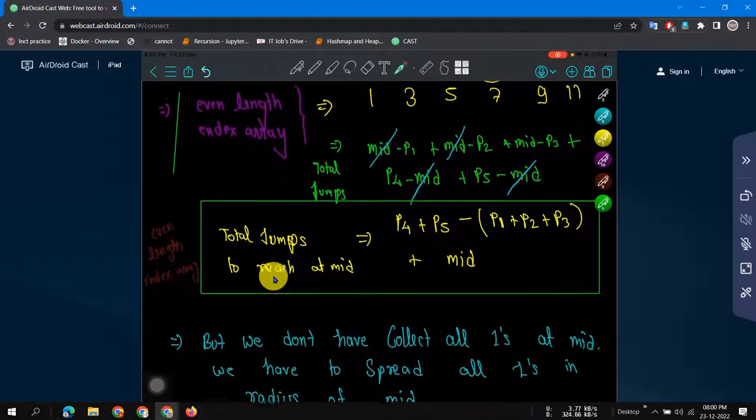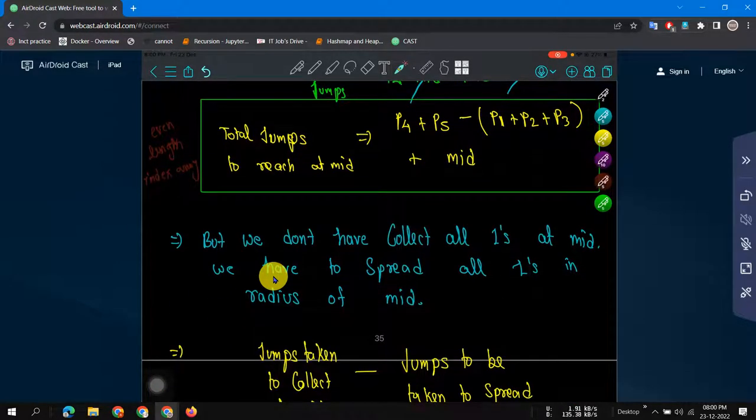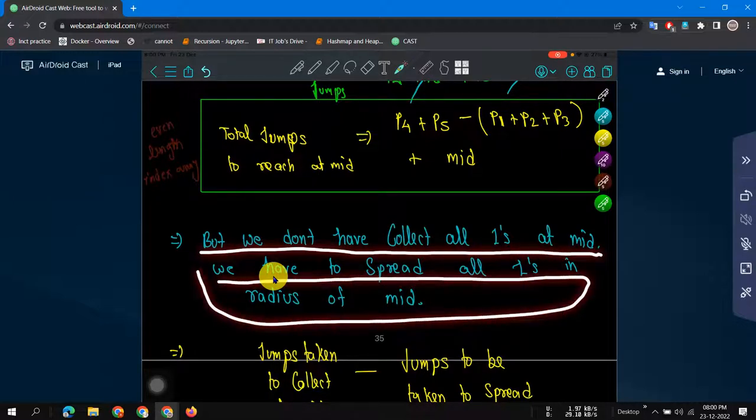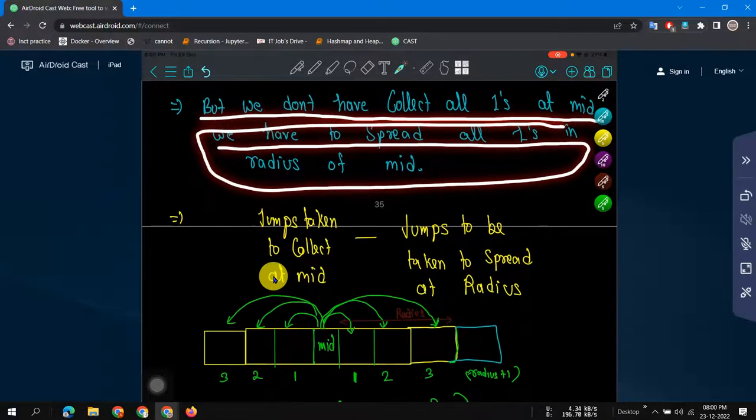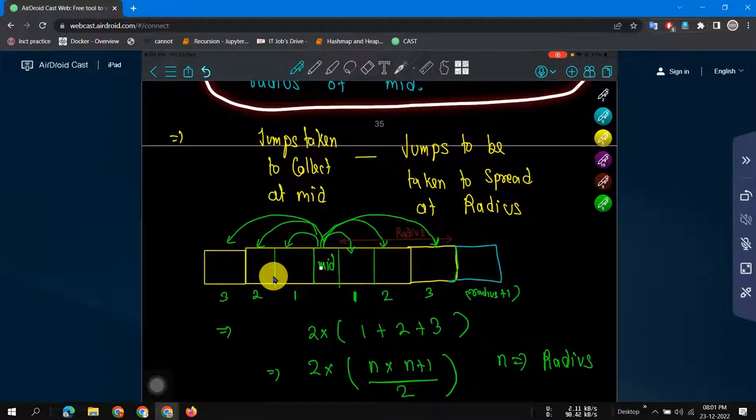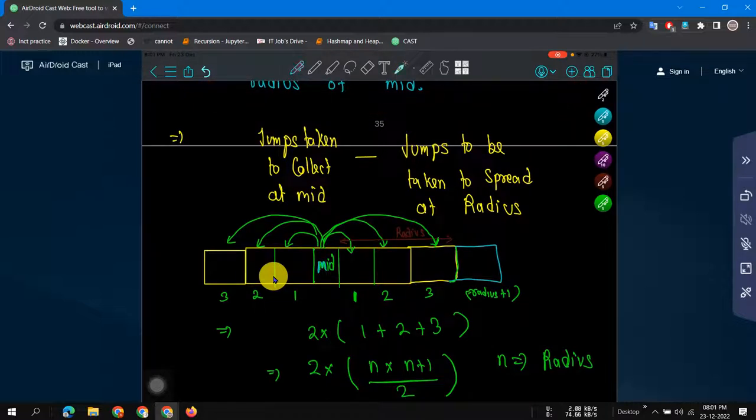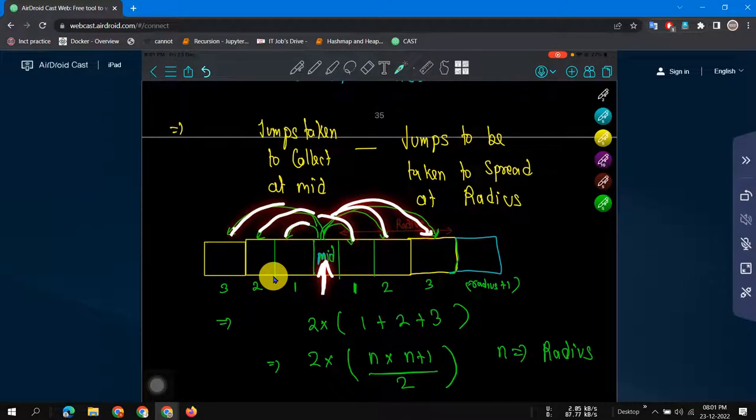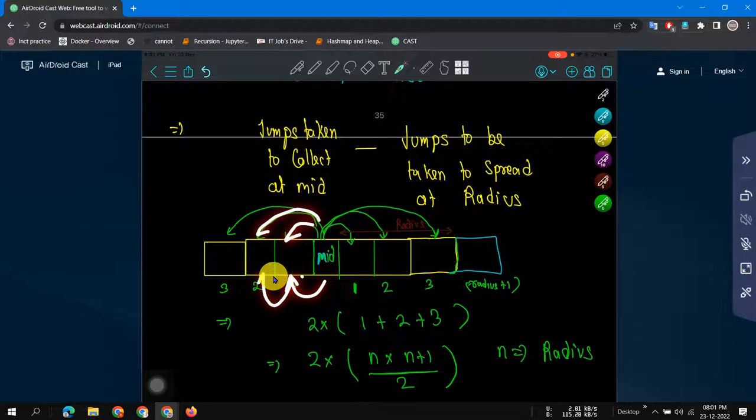Okay, so at this point we have done it, right? So now the question says that we don't have to collect all ones at the mid, we have to split all the ones around the mid. Okay, now let's distribute it. So let's say this is our mid, and we have to split all the ones around the radius. So what I have to do, if I spread it here, I need to take one move. If I spread it here, I need to take first this one and then this one, two moves. If I spread it here, this will take three moves, and the same goes for the right side as well.